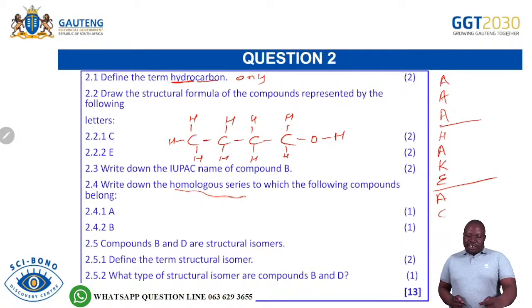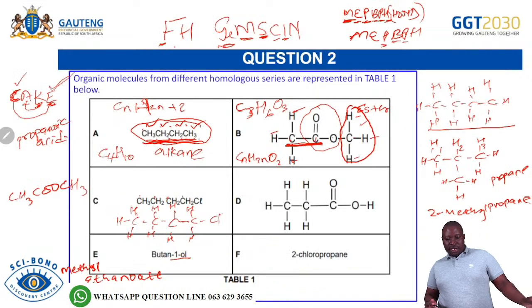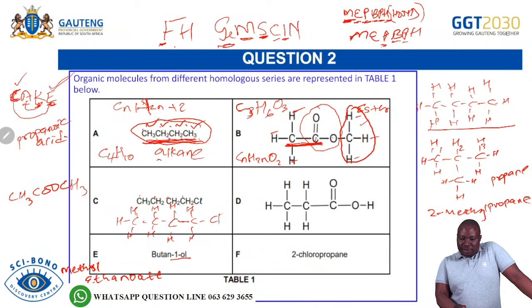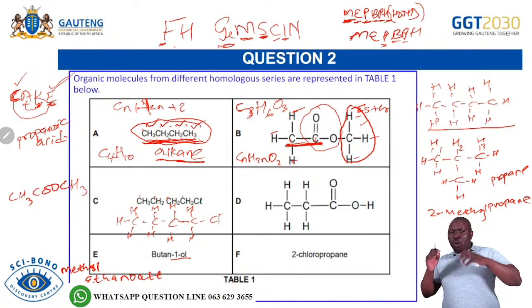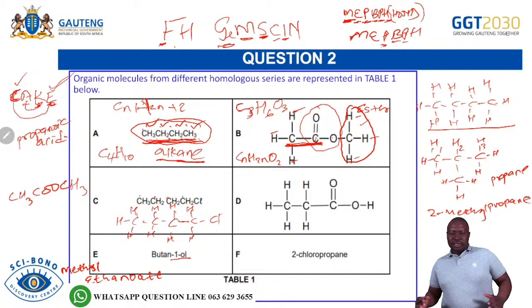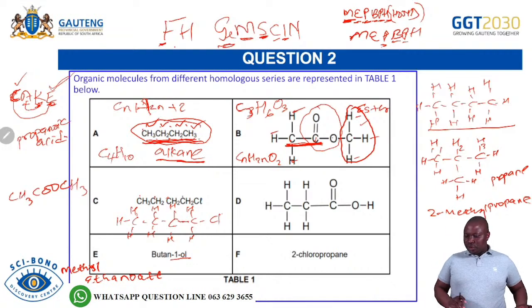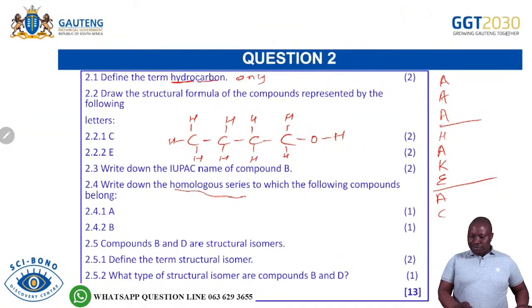So that is 7. Then we have alcohols and carboxylic acid. So they're saying we must give which homologous series that A and B belong to. So you see, A already indicated that this must be alkanes because no double bonds and it's hydrocarbons. You know that the hydrocarbons that don't have multiple bonds, more than 1 bond between carbon atoms, that must be alkanes. So it's an alkane, that is for number A.